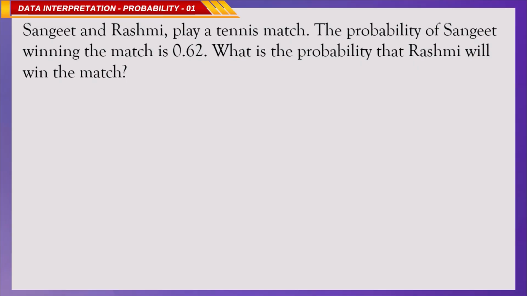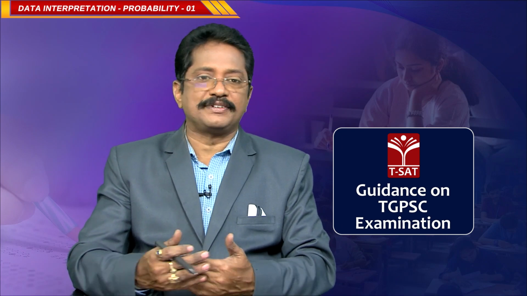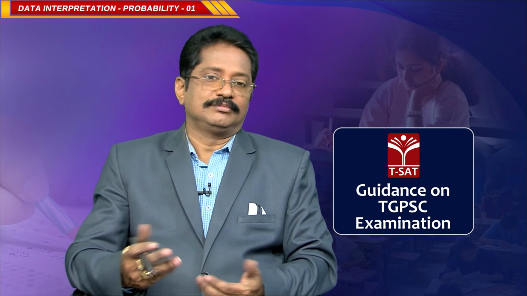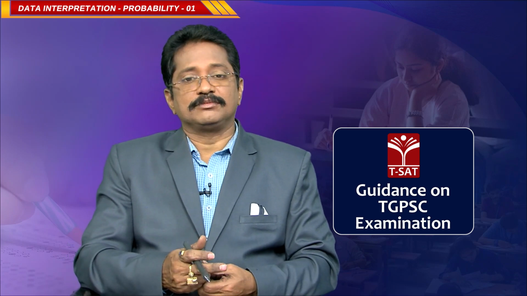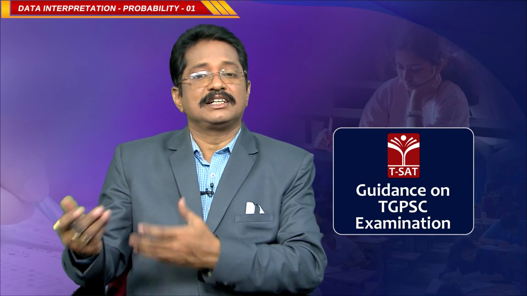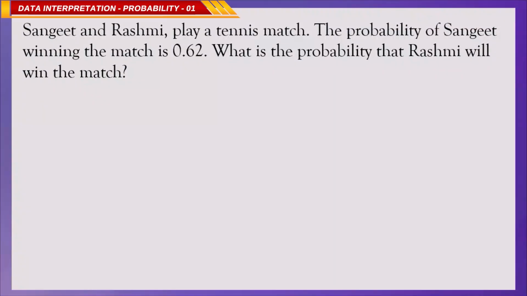So we have one question: Sangeet and Rashmi play a tennis match. The probability of Sangeet winning the match is 0.62, and what is the probability that Rashmi will win the match? When 2 players play the tennis match, definitely one is the winner and the other is the loser. Correct? So these 2 are complementary to each other. If one event is E, then the other event is E bar. So the probability of Rashmi winning the match will be P of E bar. Already you know that P of E plus P of E bar is 1.